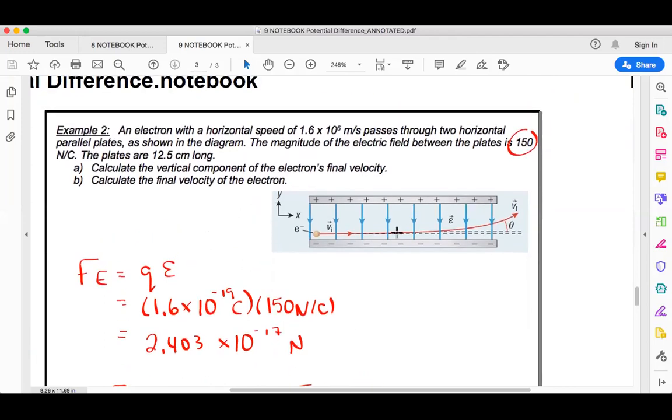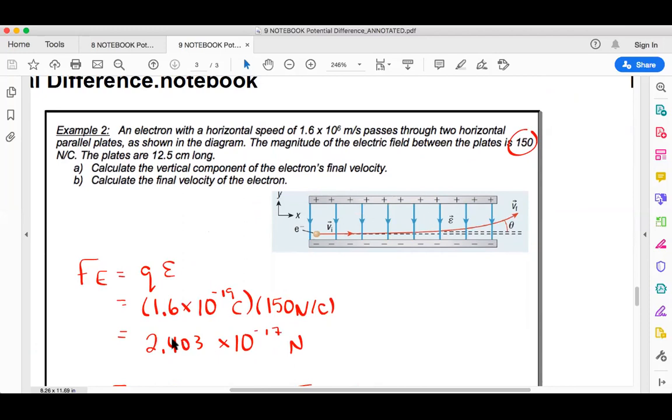So if we want to know a velocity vertically, we're going to need to know acceleration. If we need to use acceleration, we'll need to find force first. So first of all, let's find what is the electric force acting on the electron being within this field.